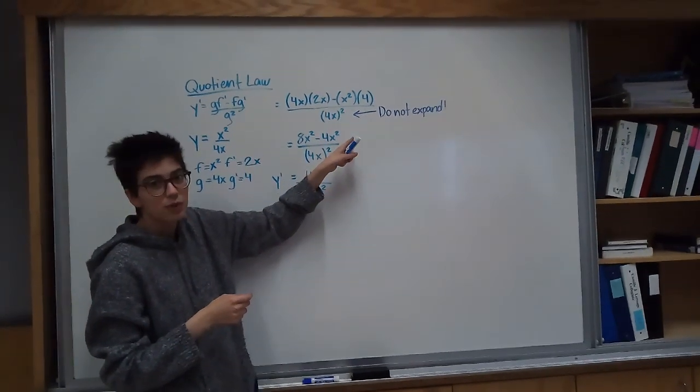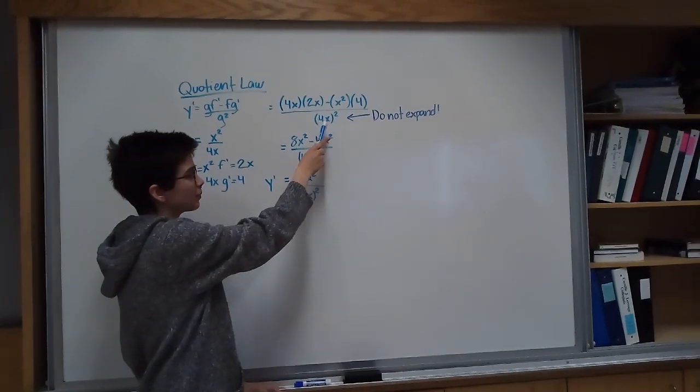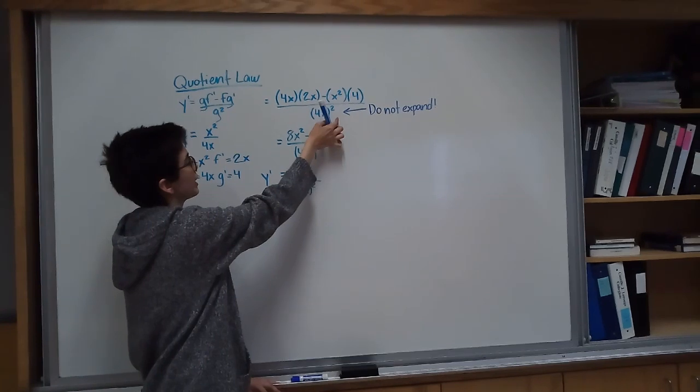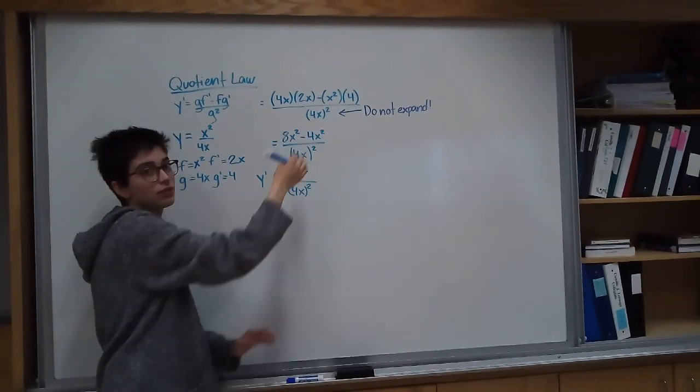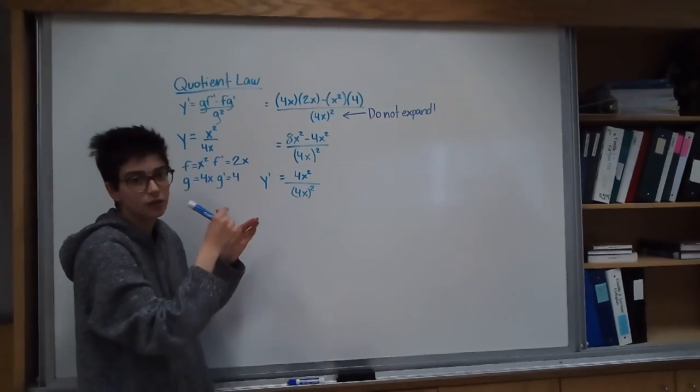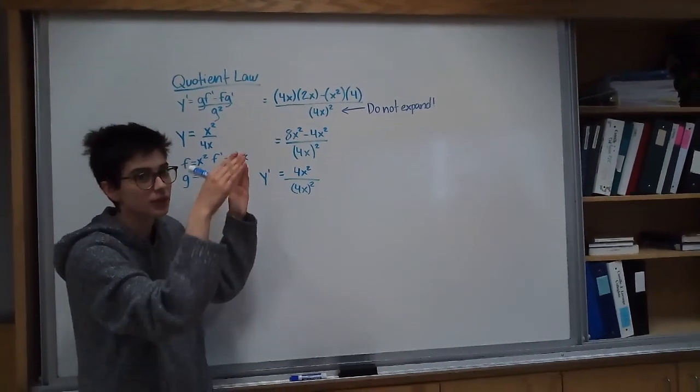And I just wanted to point out right here in the denominator, we have a 4x, the whole thing is squared, as mentioned here. The entirety of g is squared. If there was a bigger function there, you don't square each individual part. It has to be the whole thing.